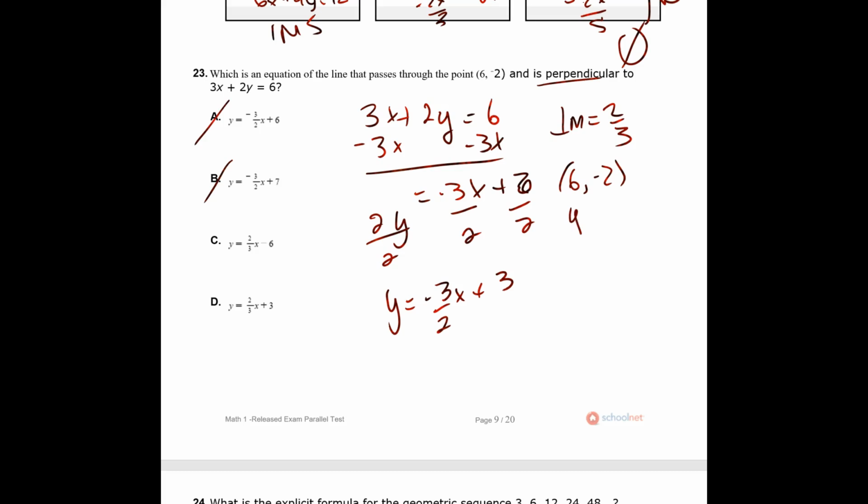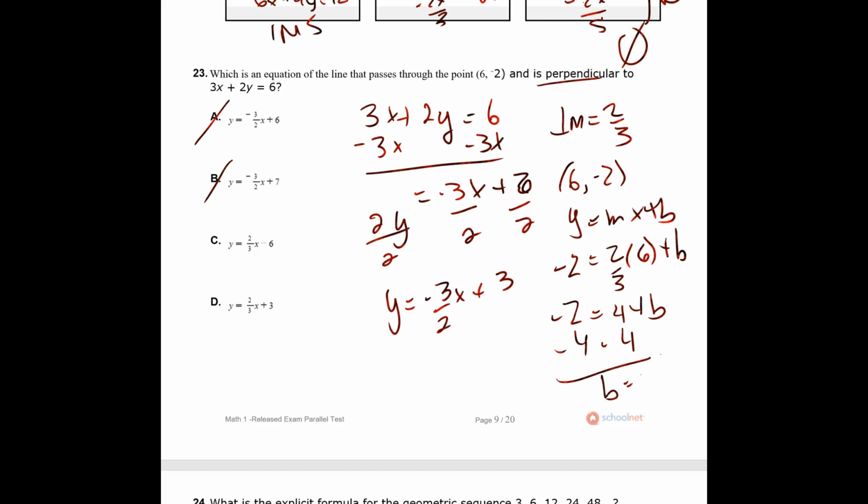So y equals mx plus b. And so we have negative 2 is equal to 2/3 times 6 plus b. 2/3 of 6: 3 goes into 6, 2 times 2 is 4. So you have negative 2 is equal to 4 plus b. Subtract 4. b is equal to negative 6. And we keep it moving.